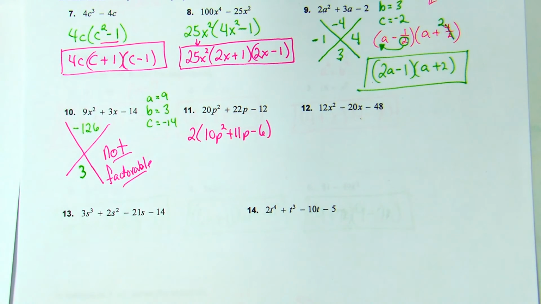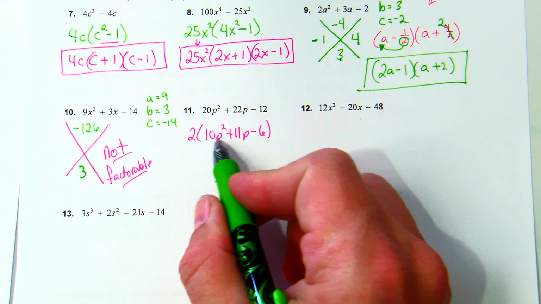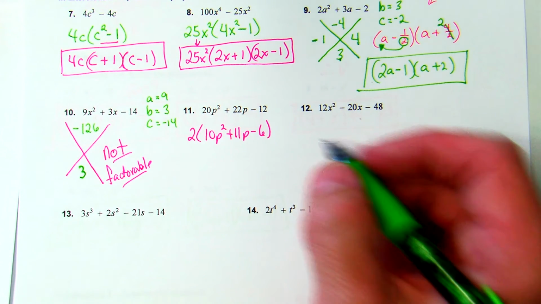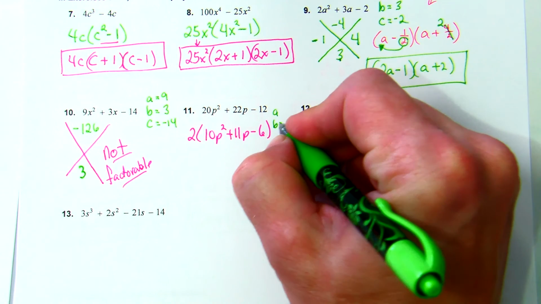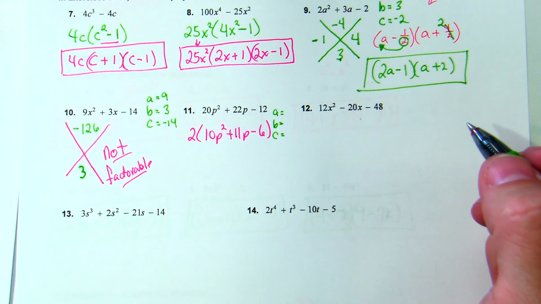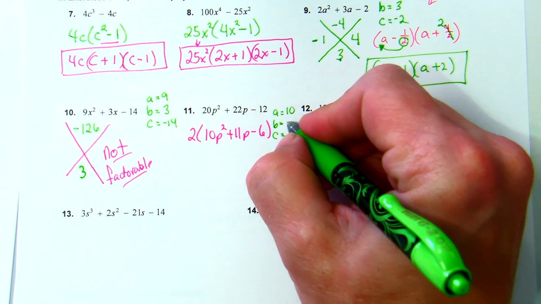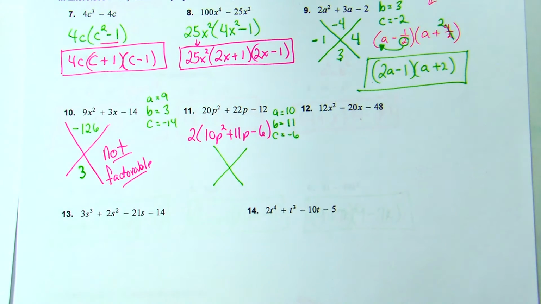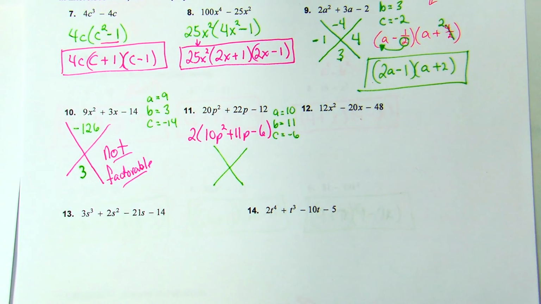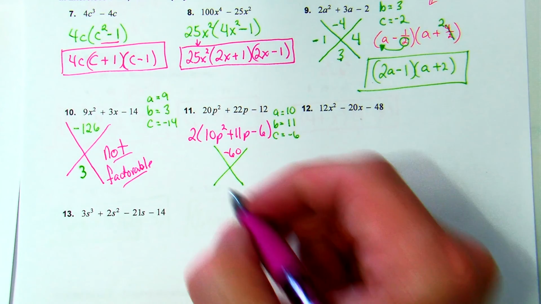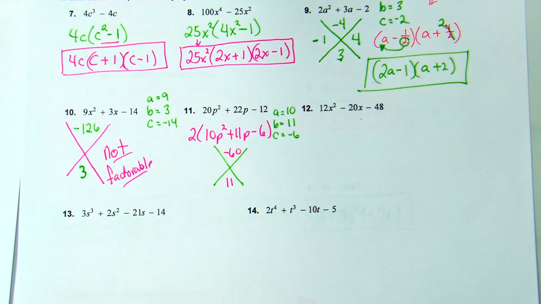And now at this point, I'm going to have to go to my x method because I can't do anything grouping-wise, and nothing factors out of each one of those again. So I'm going to have to find out what my placeholders are here. So for A, I'm going to have 10. For B, I've got 11. For C, I have a negative 6. I'm going to draw the x. In the top, I'm going to put 10 times negative 6, which is a negative 60. In the bottom, I'm going to put the B, which is 11.